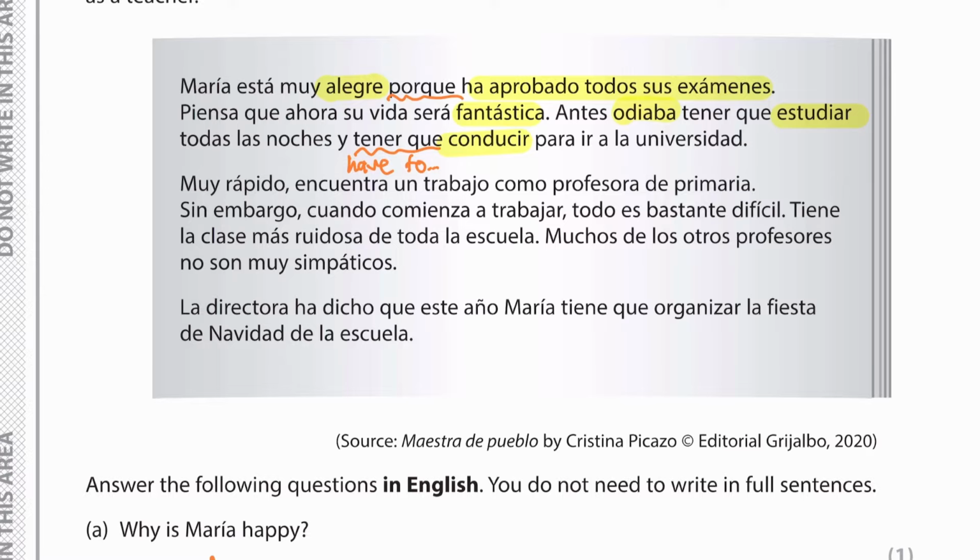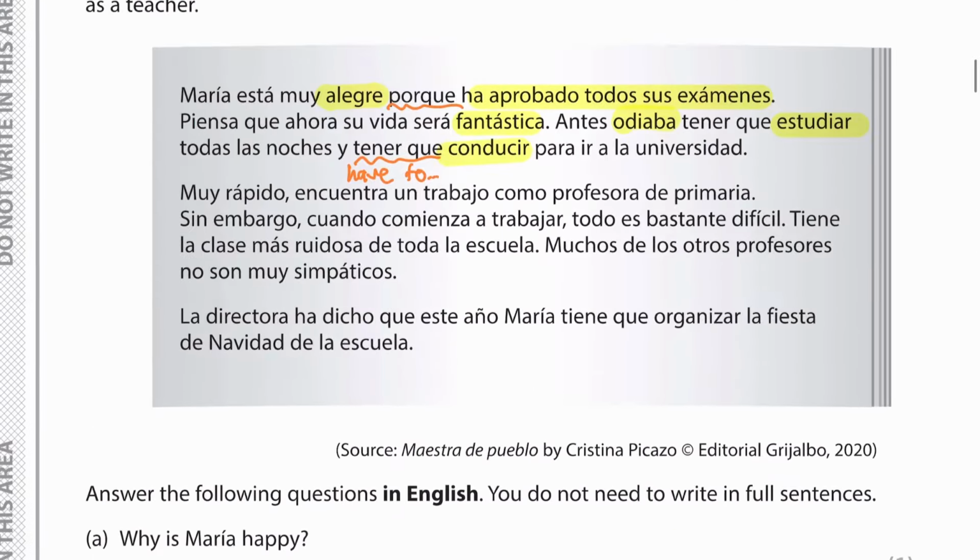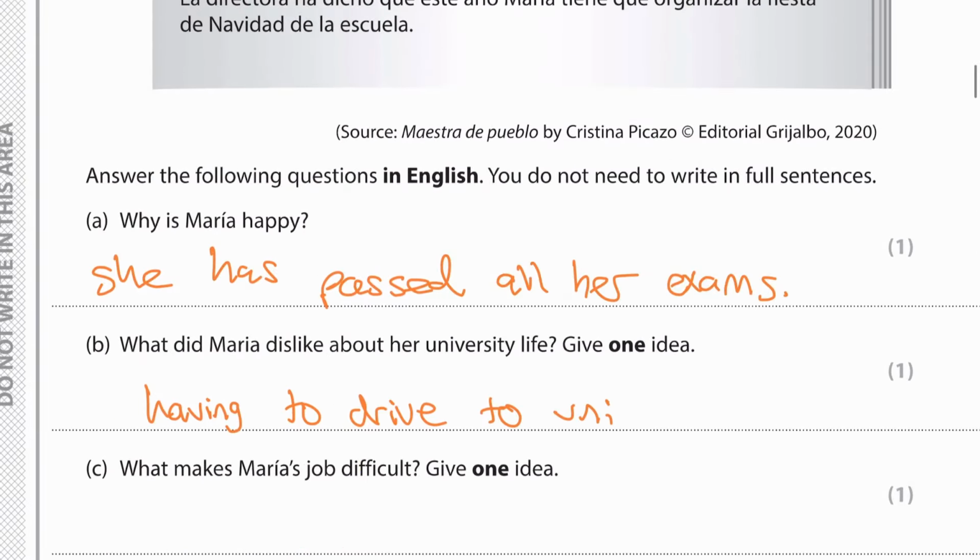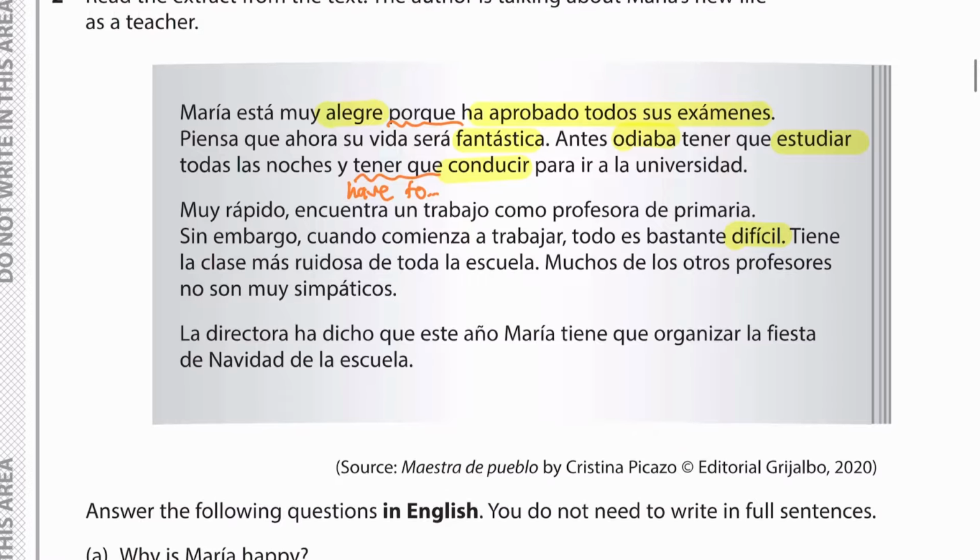Encuentra, so really quickly she finds un trabajo como profesor de primaria, primary school teacher. Sin embargo, when she starts a trabajar, todo es bastante difícil. So this question is about being difficult. We found the word difficult, so let's see what makes it difficult.